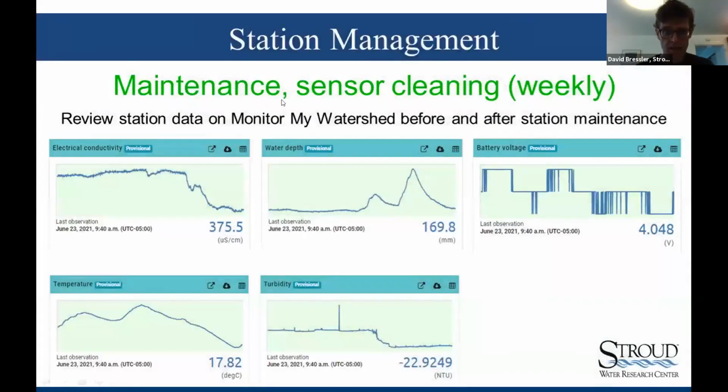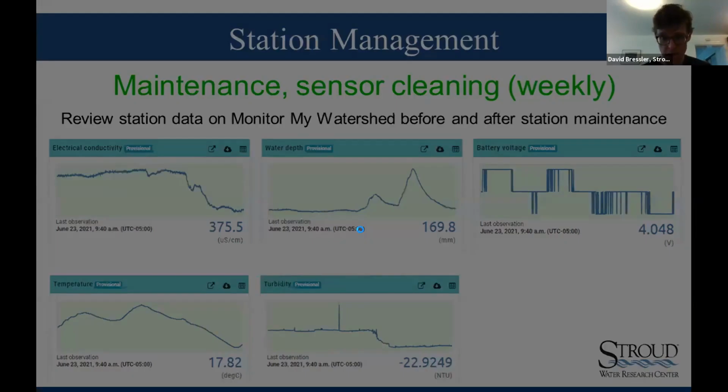So getting into maintenance and cleaning of the sensors, as I just mentioned, checking these real-time plots before you clean, and then checking them after to see if your cleaning changed anything. Certainly if there's some obvious fouling going on with sensors, you want to check that your cleaning addressed the issue, and doing that via your smartphone and checking these plots.